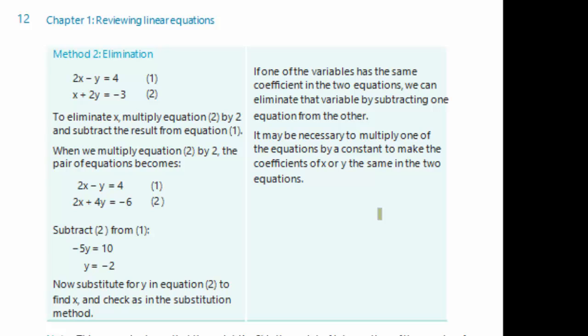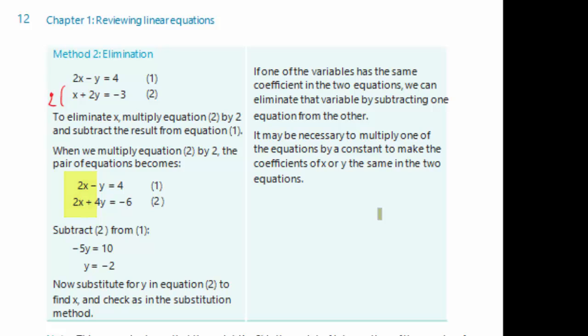elimination, simply put, we just go to the next page. Elimination, simply put, is you try to manipulate the equations so that, if it's not already like that, the multiplier for one of the variables is the same. So if you wanted to get rid of the x and get y, then you multiply this equation by 2.